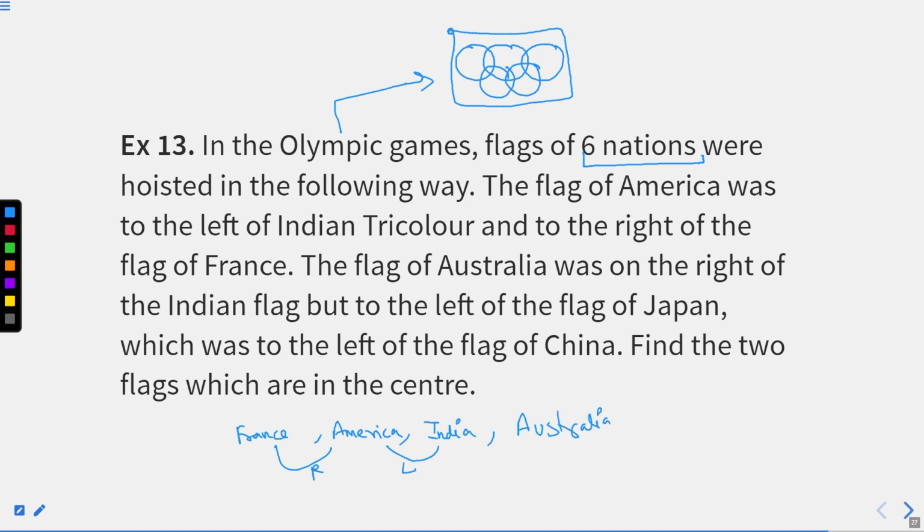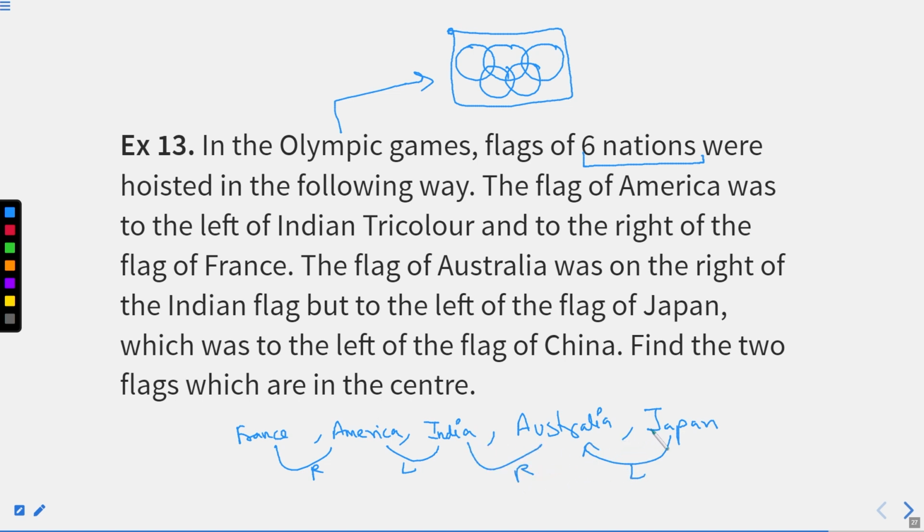Australia. Now as soon as you read the instruction, you can draw this as well, as I'm doing right now, right? It is to the right of the Indian flag but to the left of the Japan flag. So this will be the Japan flag, right? Because for Japan, Australia is on the left side. For India, Australia is on the right side.